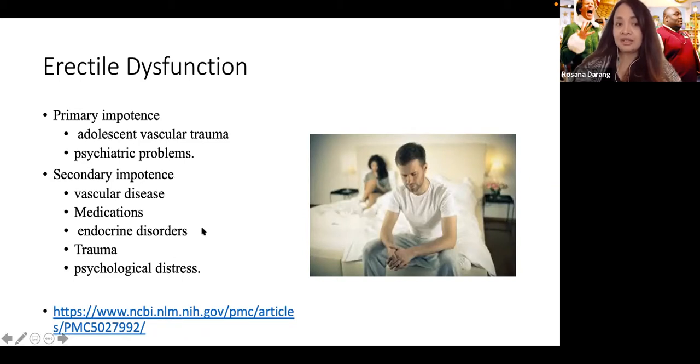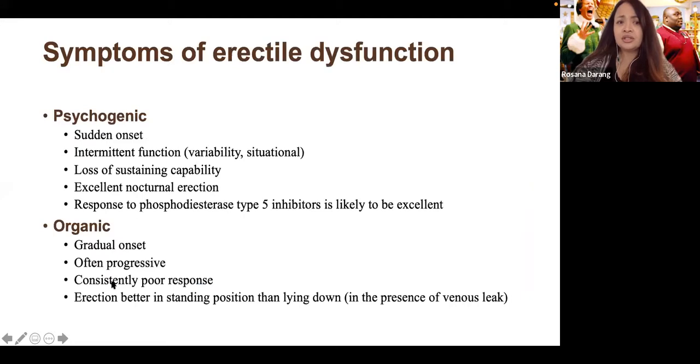On the list that I have here, there are two types of ED, also called impotence, primary and secondary, and the different causes of primary and the different causes of secondary. You'll see here that for secondary, there could be an underlying condition like a vascular disease, hypertension, even a result of medications, endocrine disorders, trauma, of course, and also psychological distress. So here are the differentiations between ED from a psychogenic cause and ED from an organic cause.